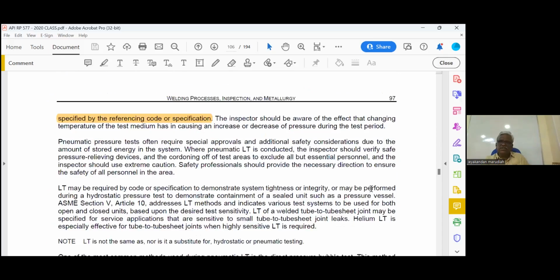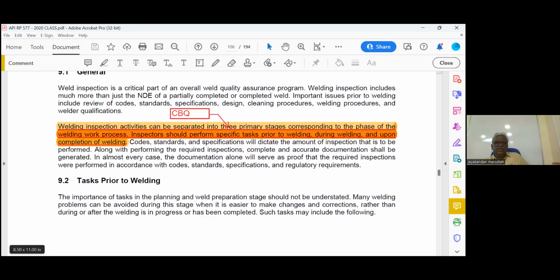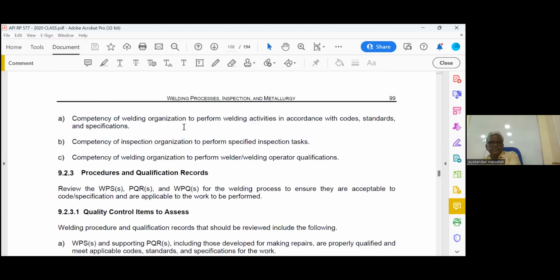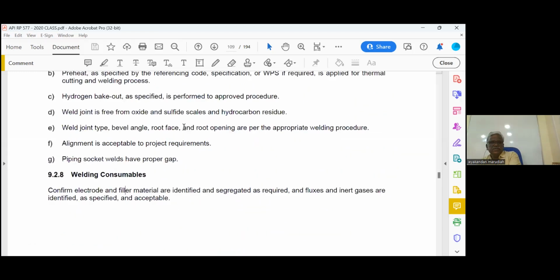Please go to page number 97. Highlight these lines. Welding inspection activities can be separated into 3 primary stages. The welding inspector should perform specific tasks prior to welding, during welding, and upon completion of welding. So we have to do inspection before welding, during welding, and upon completion of welding. That is closed book. And these are not important.